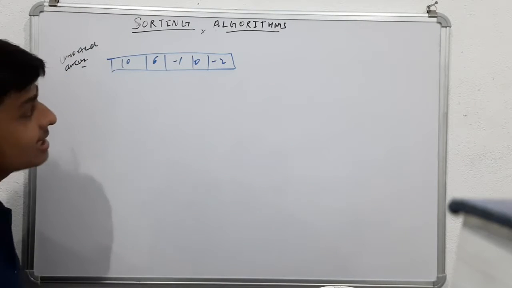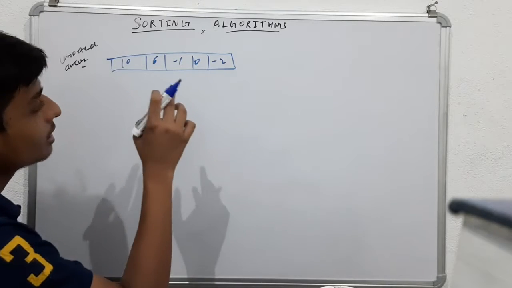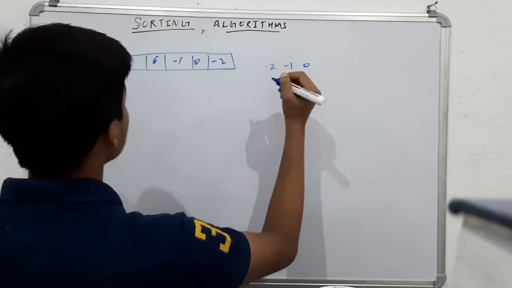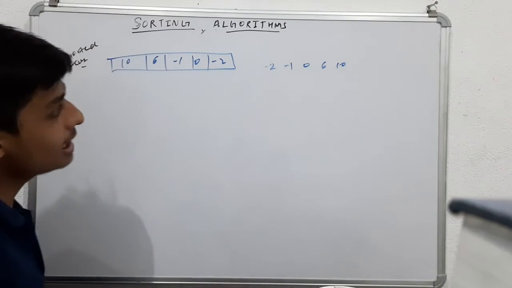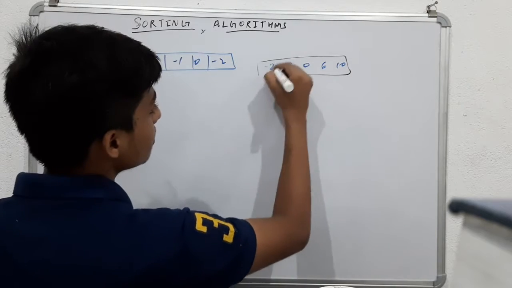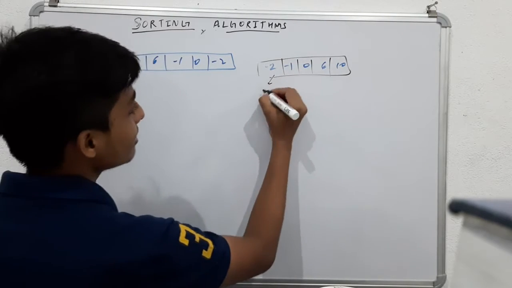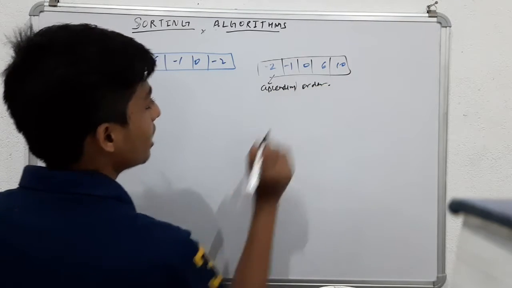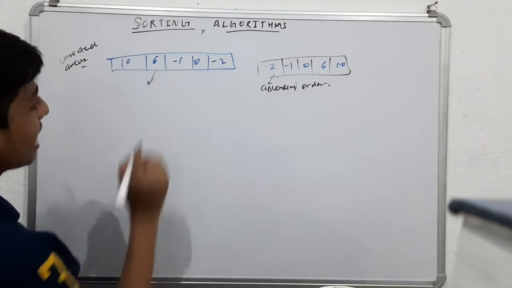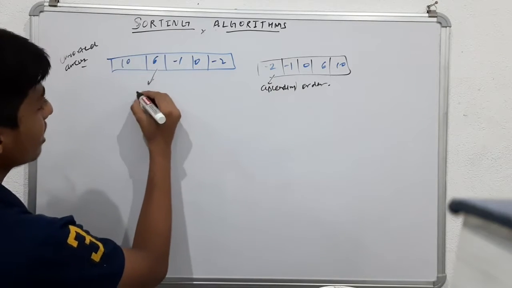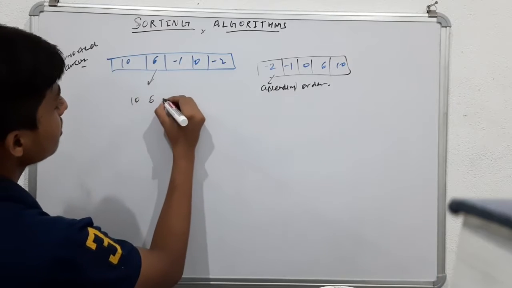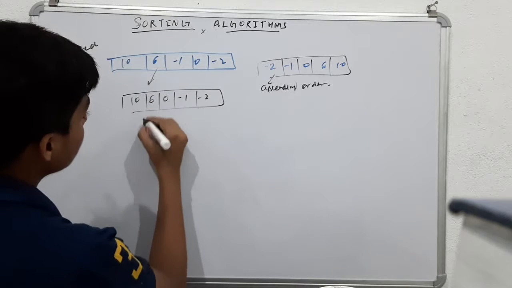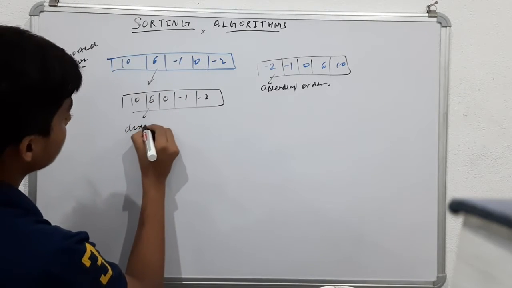Now consider the same array in an arranged manner. Say I have written this array as -2, -1, 0, 6 and 10. If you see this, you will find this array is now in ascending order. And again, if you write the same array by arranging it another way, like 10, 6, 0, -1 and -2, this is in descending order.